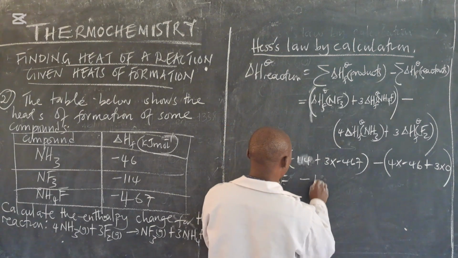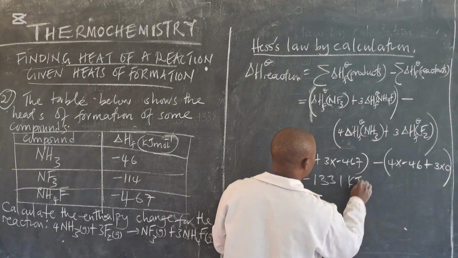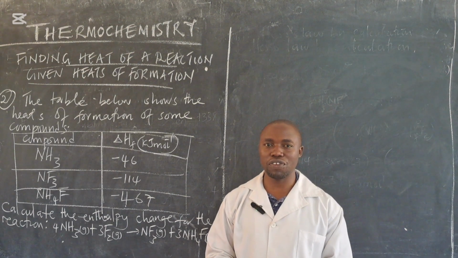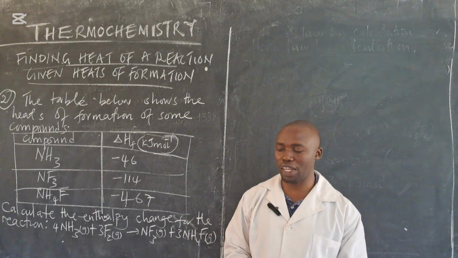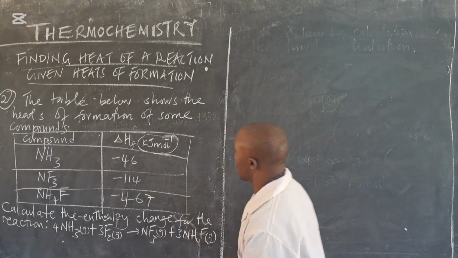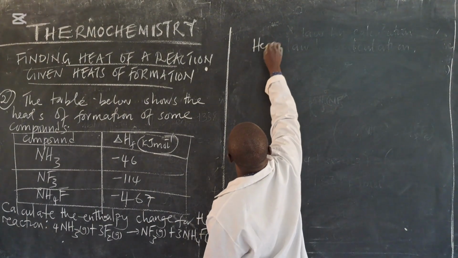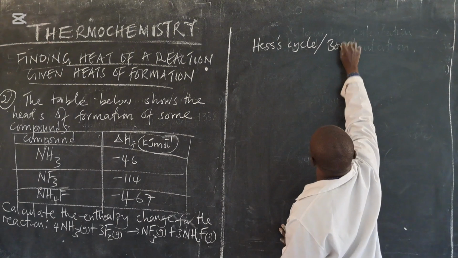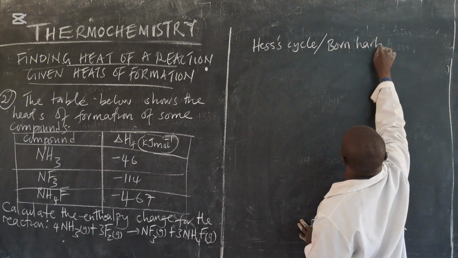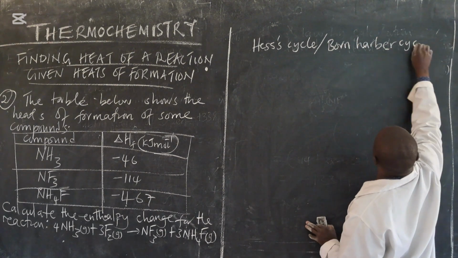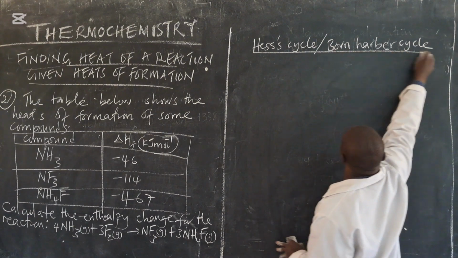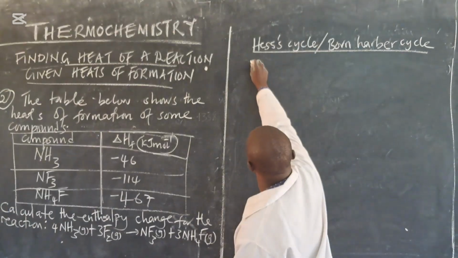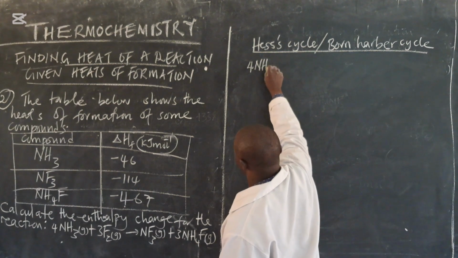That now gives us negative 113 kilojoules per mole. Let us look at method 2 using Hess's cycle, or what we commonly call the Born-Haber cycle, or enthalpy cycle. Now we look at the equation given to us, that is for ammonia.